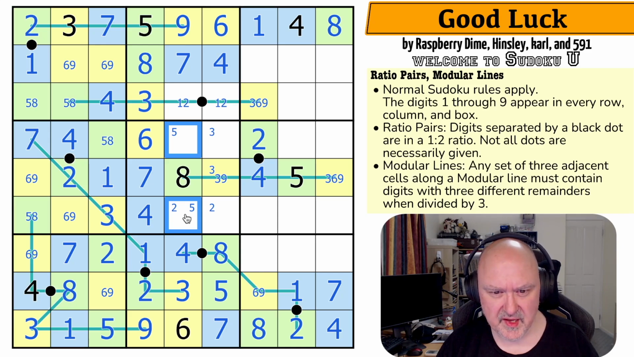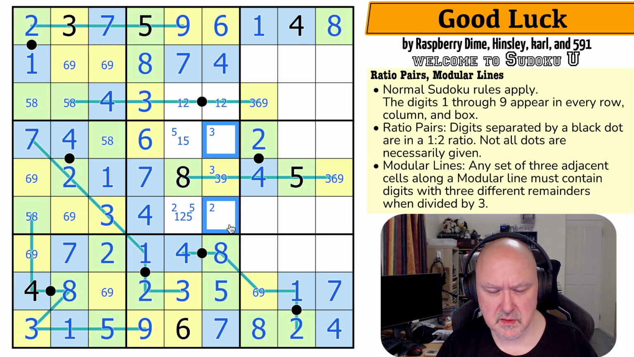That's not helpful either. These are 1, 2, 5, aren't they? 6, 7, 8, 9. Yeah, these are 1, 2, 5. So this is only 1 or 5. This is 1, 2, 5. So what have I not placed in this box? These are 1, 2, 3, and 9.